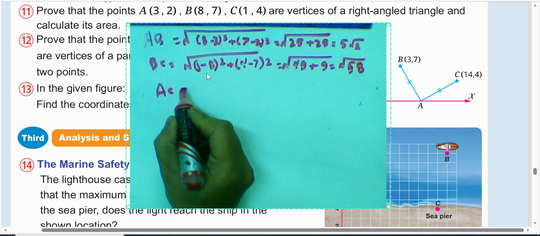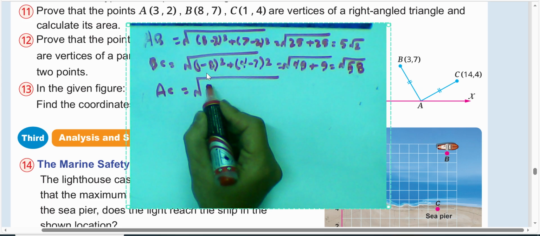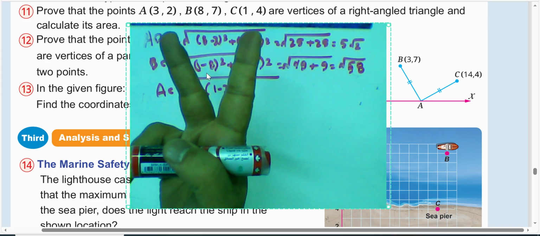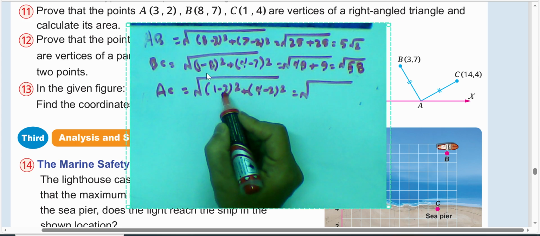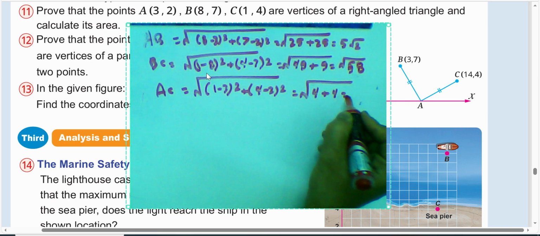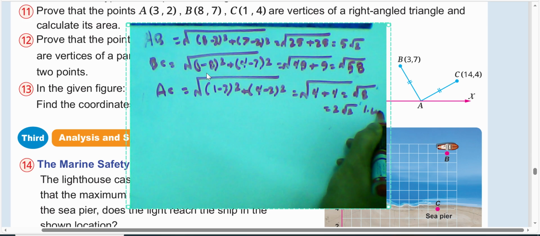And AC, we have C and A. 1 minus 3 power 2, and 4 minus 2 power 2. 1 minus 3, negative 2 power 2 is 4. 4 minus 2, 2. 2 power 2 is 4. Square root of 8 equal 2 root 2.